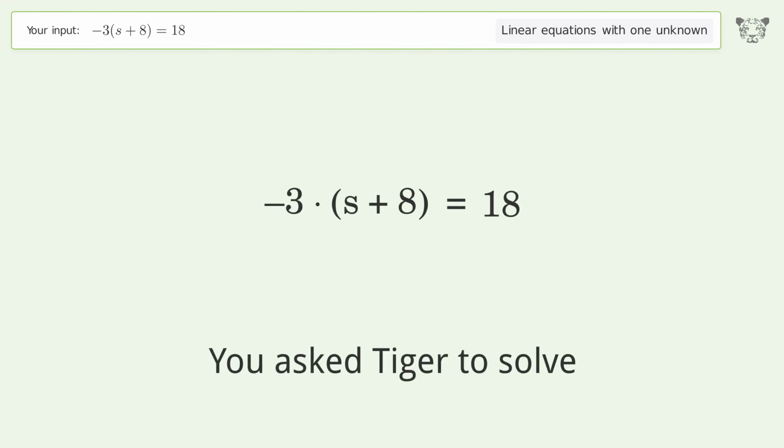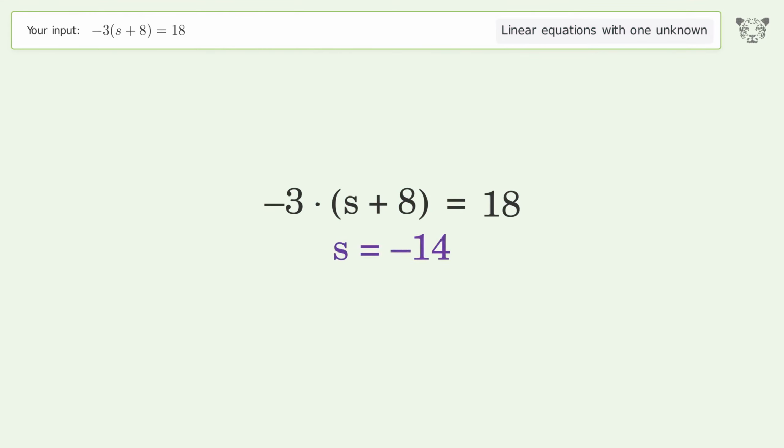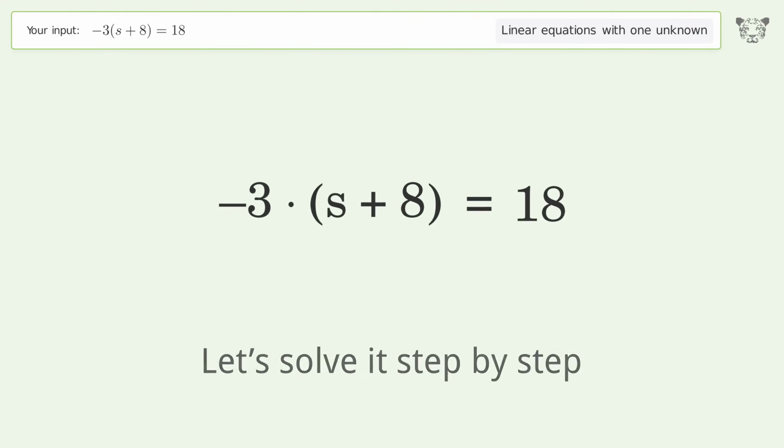You ask Tiger to solve. This deals with linear equations with one unknown. The final result is s equals -14. Let's solve it step by step.